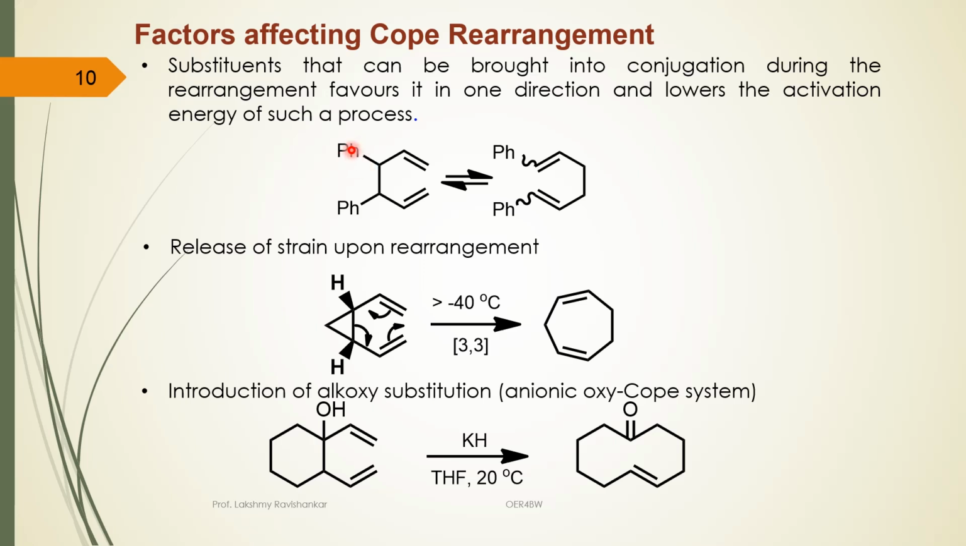For example, here you have the 3,4-diphenyl 1,5-hexadiene system. When it undergoes the Cope rearrangement, you see that you are getting a conjugated system. This double bond is conjugated with the phenyl. Same is the case here.